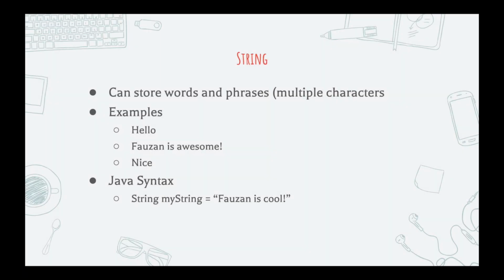Whereas when we utilize, say, a string, it's, again, a non-primitive type, but we utilize it a lot because it can store words and phrases, basically multiple characters. The example is "Hello, Fozon is awesome," which is, by the way, a true Boolean expression. So the Java syntax for that will be String, myString being the identifier, and then we use double quotes because now we're specifying multiple characters. "Fozon is cool." And then we would end with the semicolon that I did not include here, unfortunately. So that's how you declare a string variable.